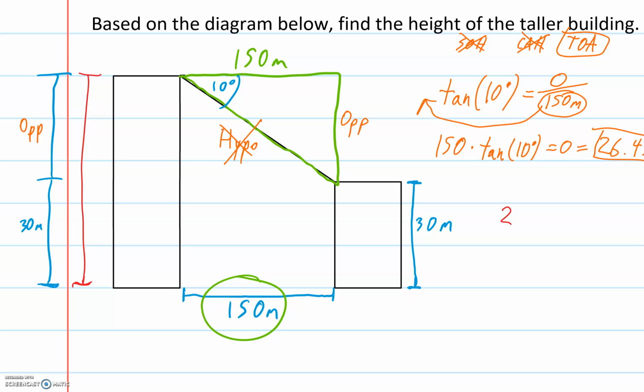So 26.4 plus 30 equals 56, and we probably just round it to the nearest meter here. But 56.4, 56 doesn't matter.